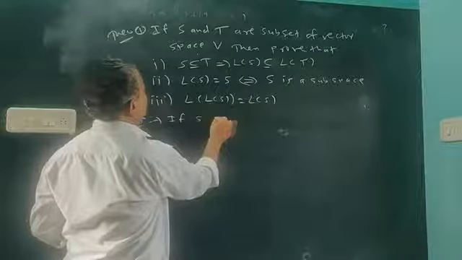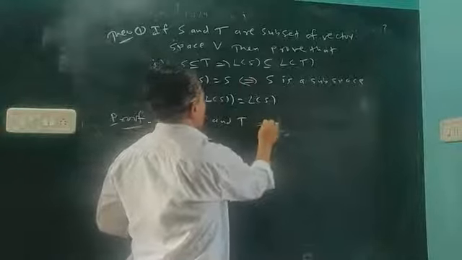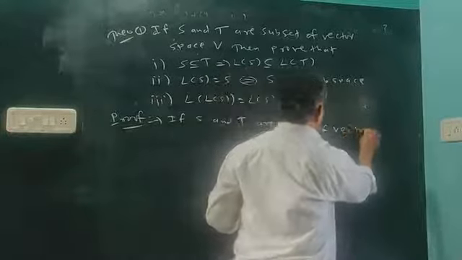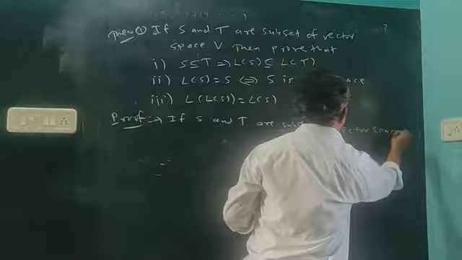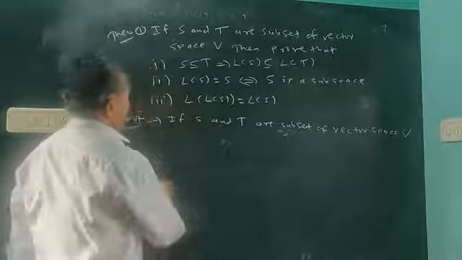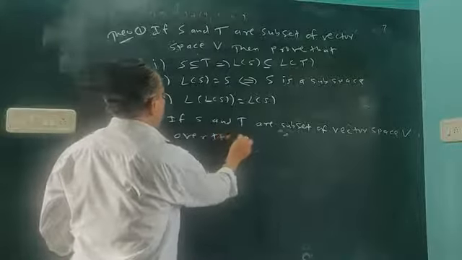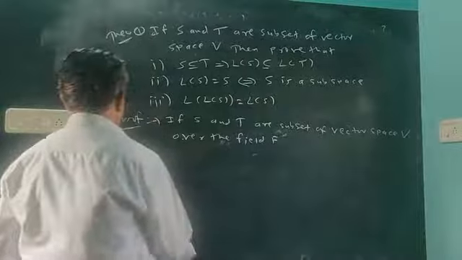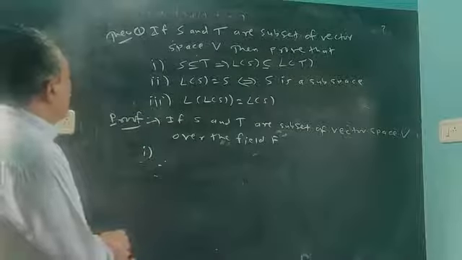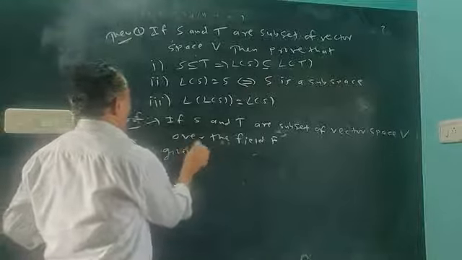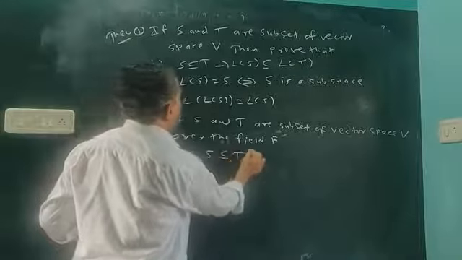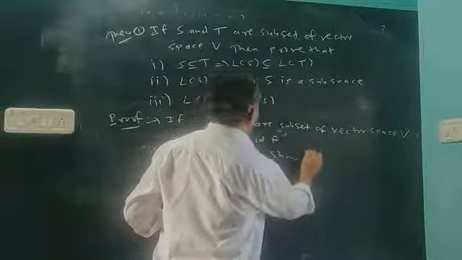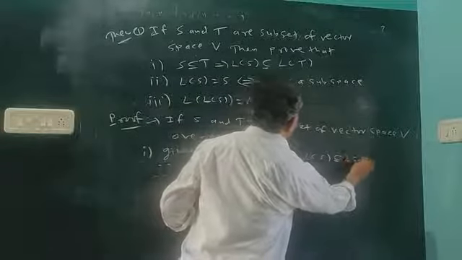So if S and T are subsets of a vector space V over the field F, then, given to you, S is a subset of T. We have to show L of S is a subset of L of T.